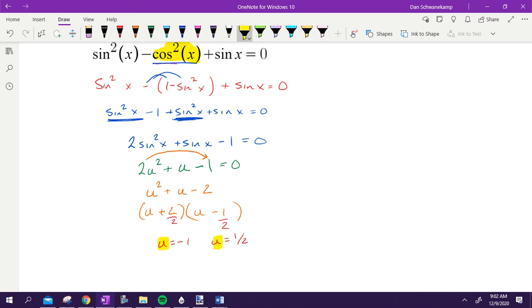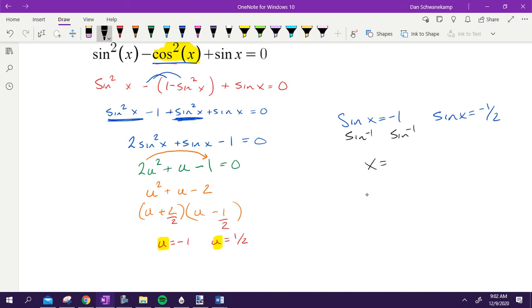Yep, you're going to plug back in for U. So instead of U, you're going to plug in what U is. U is sine x. U is negative 1, and U is 1/2. There you go. We set them equal to each other, and then we solve. Inverse sine on both sides.